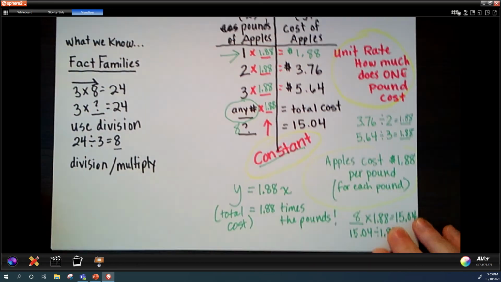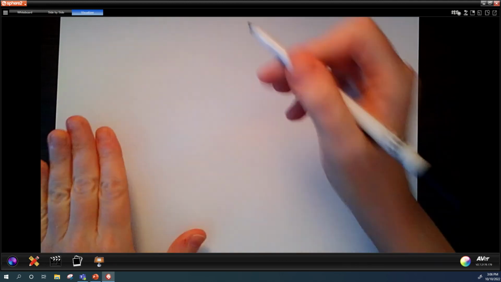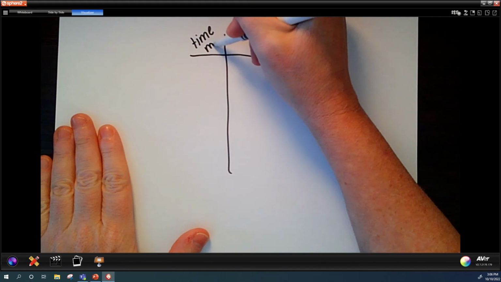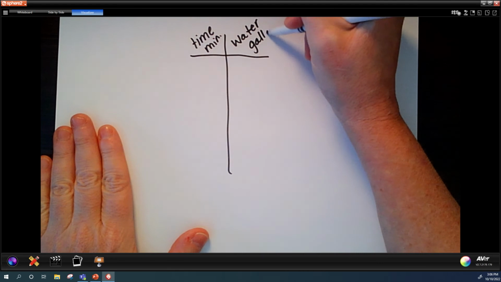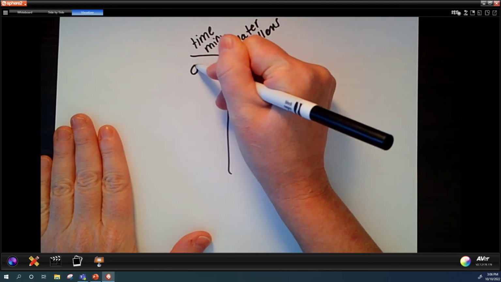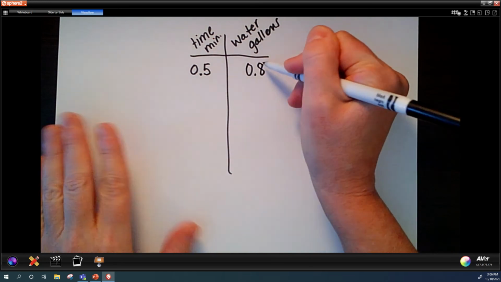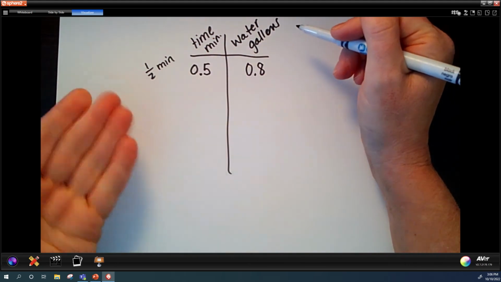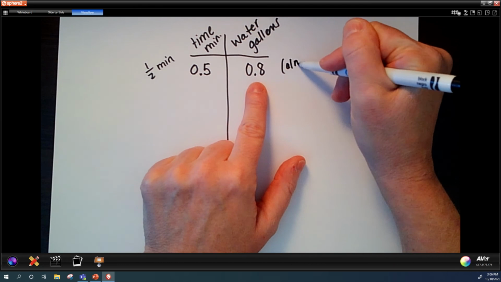Okay? All right, so we're going to do one more. This was the one that you had on your exit ticket. All right, so we're filling up a fish tank. Okay, and it's time in minutes, water in gallons. And it says it's going to take her 1.5 minutes to have 0.8 gallons. So this is half a minute. Okay, half a minute. 0.5 is half of a minute. And in half a minute, she fills up almost a gallon. This is almost 1 gallon.